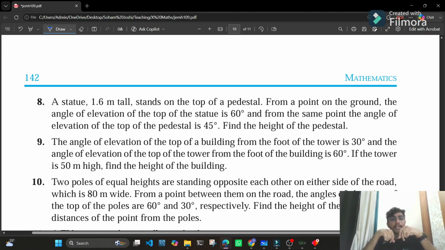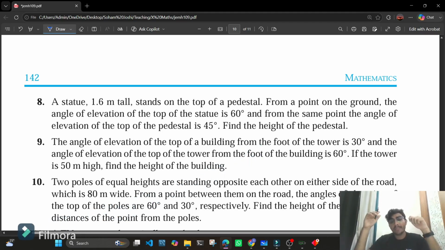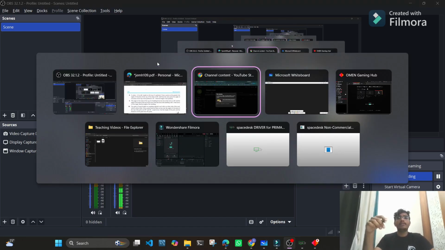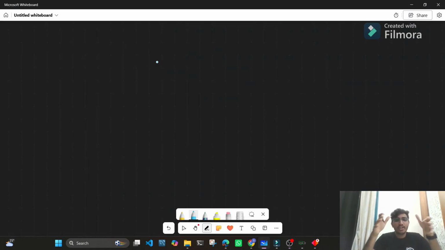A statue that is 1.6-meter tall stands on the top of a pedestal. A pedestal is basically a structure, maybe in a circular or square shape, that is used to place the statue over it. You may have seen it in your city or somewhere.